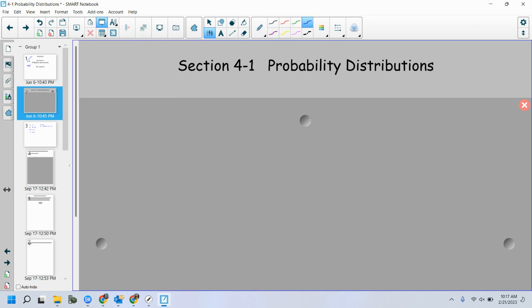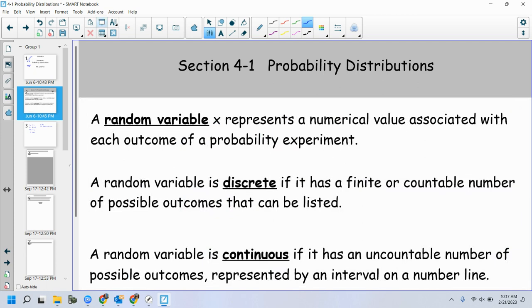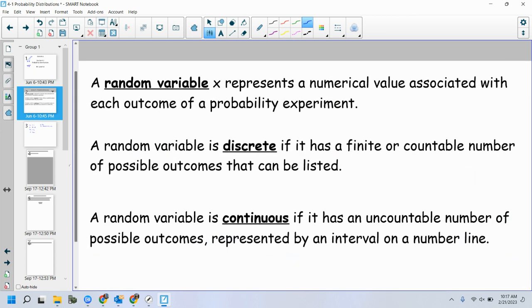All right, so section 4.1, probability distributions. Sections 4.1 and 4.2 are all different kinds of distributions. Section 4.1 is probability distributions, and section 4.2, I believe, is binomial distributions. For a probability distribution, when we start out, we have to make some definitions here.